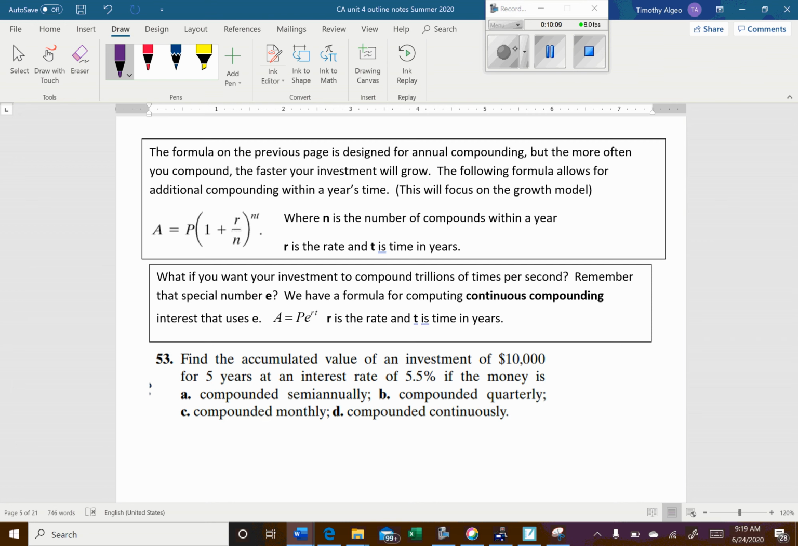Well, we have one other formula to look at, and that's what if you want your investment to be compounded trillions of times per second? So every time you make even just a fraction of a penny, you want it to roll into your investment side.